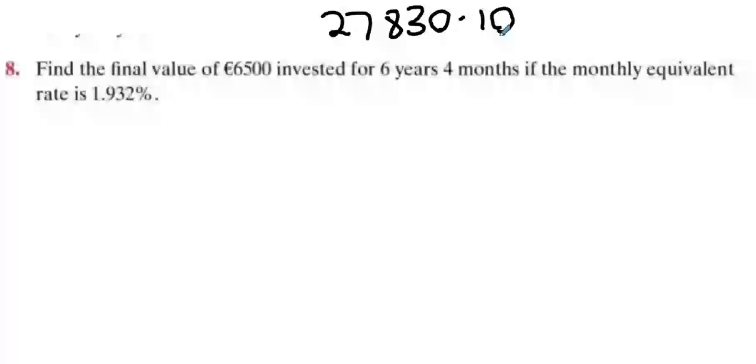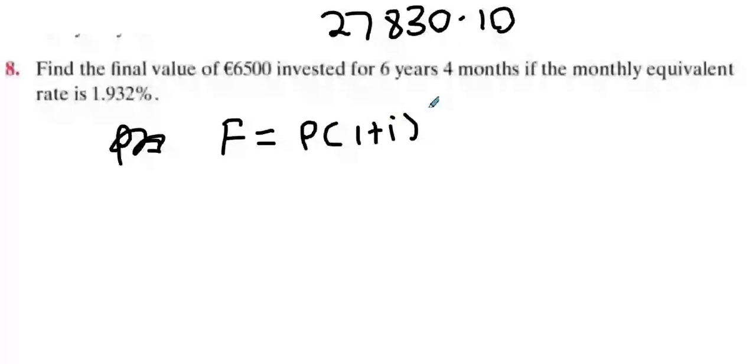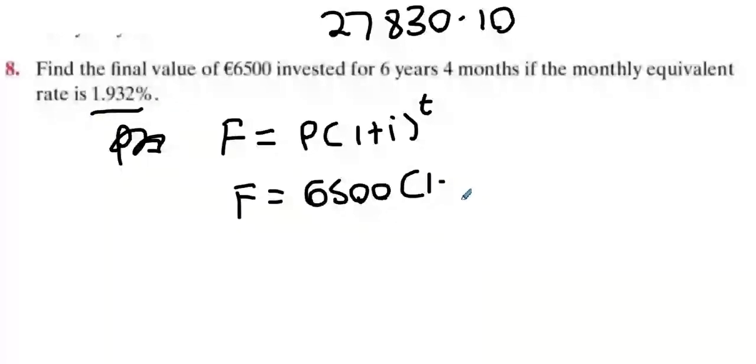That's pretty good. So let me show you what I think is going to happen. Ready? We're going to do F equals P times (1 plus I) to the power of T. F is what we're looking for. We're going to invest 6,500, aren't we? Now, what's 1 plus I going to be? 1.01932, which is the same as 101.932%.